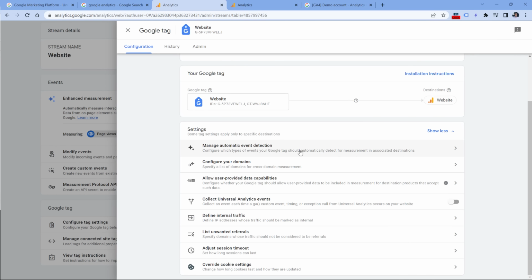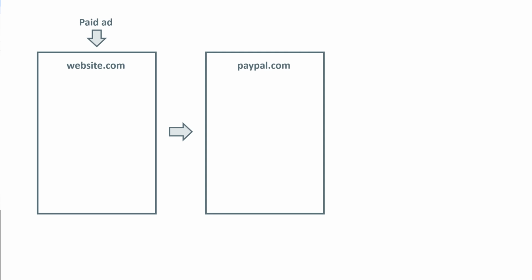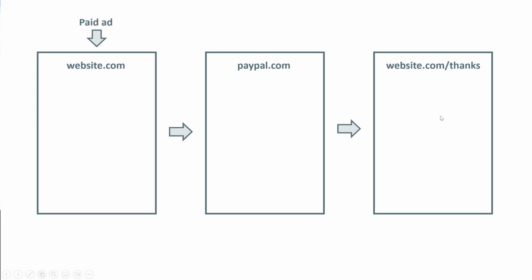Then another thing that you might want to consider is unwanted referrals. This feature is useful if your user journey looks something like this. Let's say that a visitor comes to your website, then starts the payment process, goes to paypal.com, and then after a successful purchase is redirected back to your site. And also, let's say that for some reason the visitor stays on paypal.com long enough so that the Google Analytics session expires, and then that visitor goes back to your thank you page.